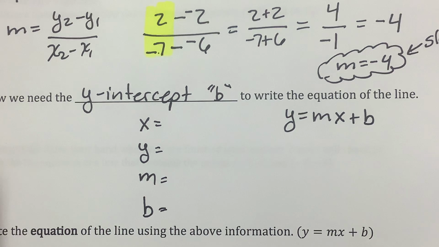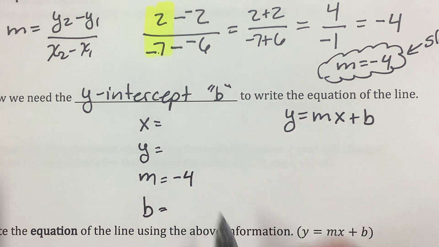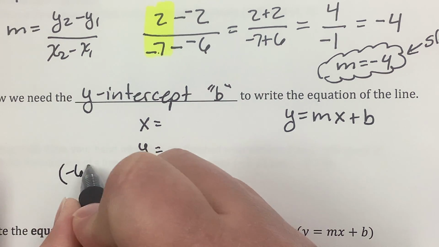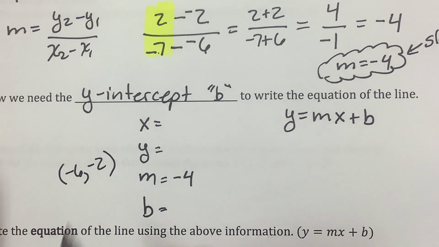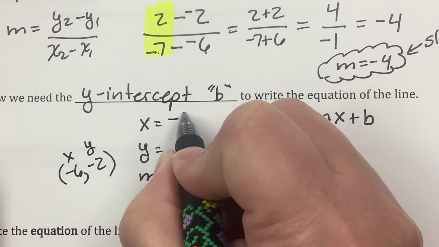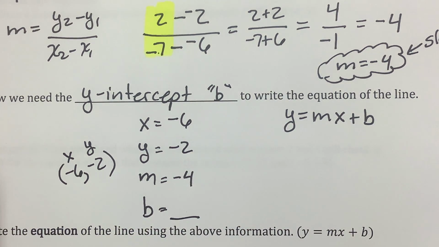Wait a second. What point am I going to use? I know the m right away is -4. So what point am I going to use for x and y? Well, guess what? It doesn't matter. You can use any old point. I'm going to use the first point we had, which was -6, -2. So here's my point, -6, -2. My x is -6, and my y is -2. It's just b that I have to find out.